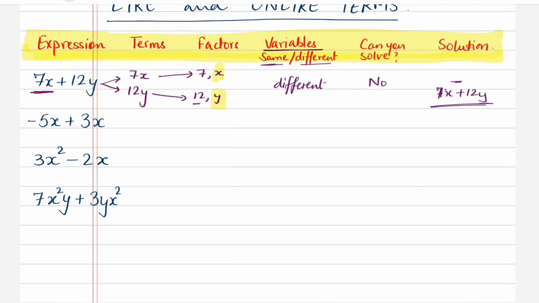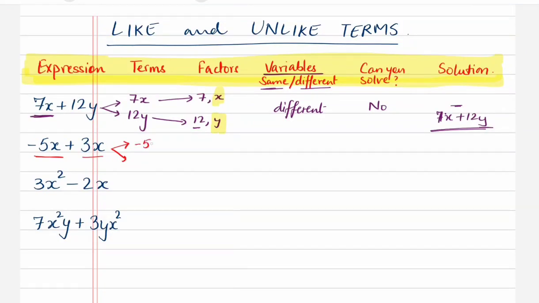So the next one says we have minus 5x plus 3x. If we find the terms, it is minus 5x and 3x, right? Now we find the factors. The factors here are minus 5 comma x, and 3 and x. Now here, if we see, the variables are the same. Yes, x and x. So we will write they are same.